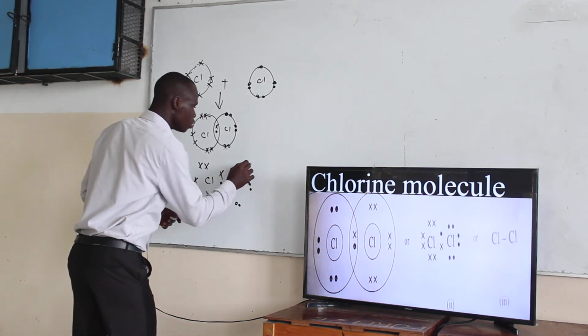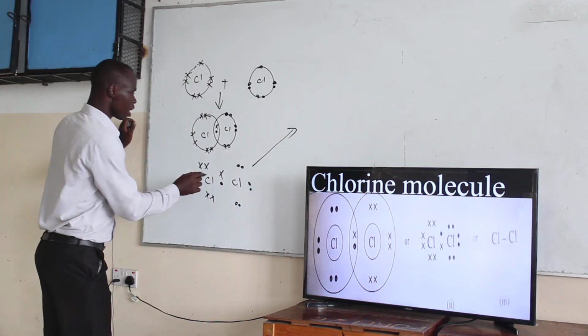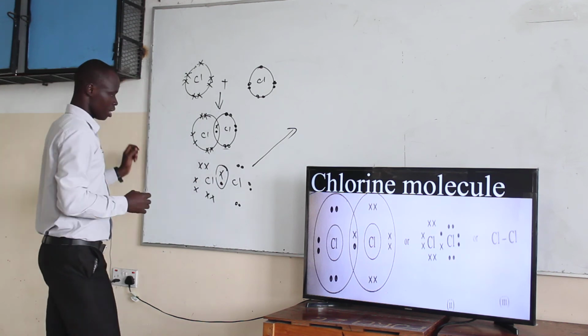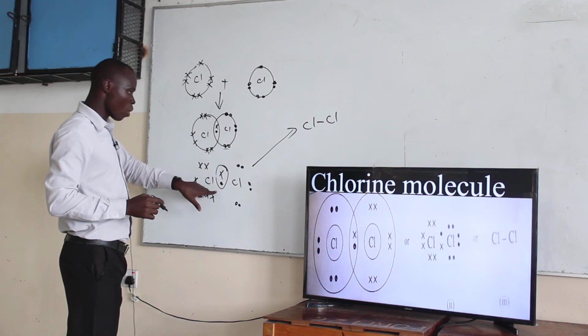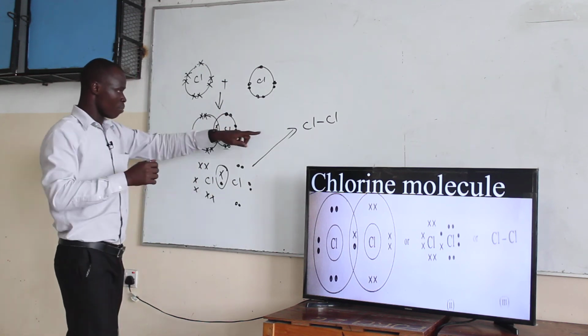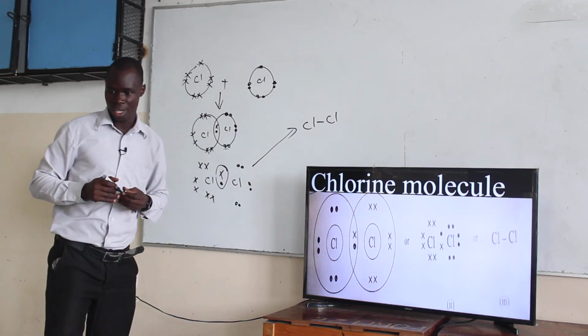Now, if you look at this, it can also be written. Remember, we just have one covalent bond there. So you want to have Cl-Cl. Because it is one, we cannot have more than one. So we are going to have just one dash there.